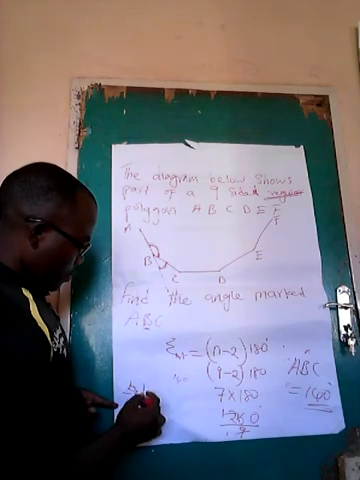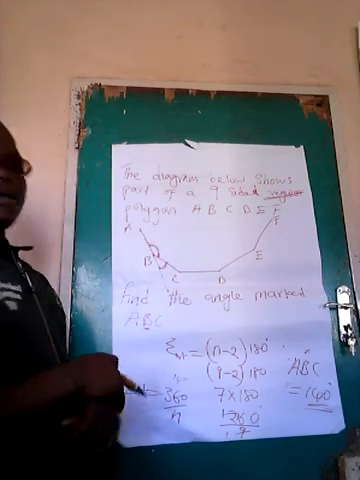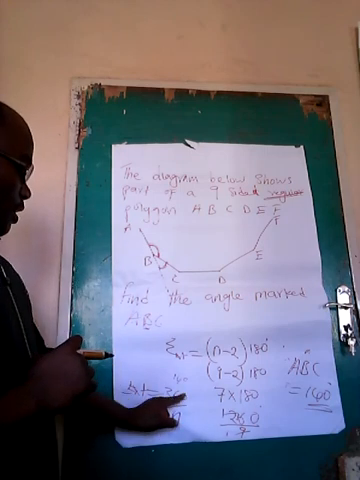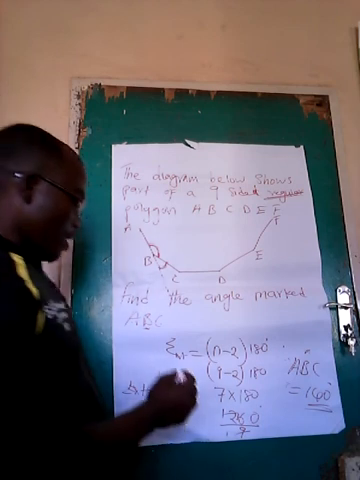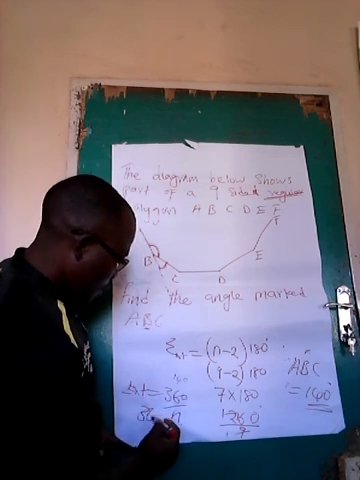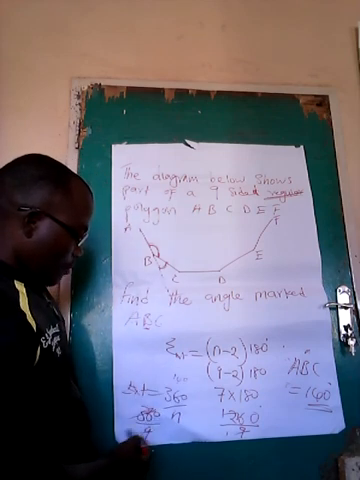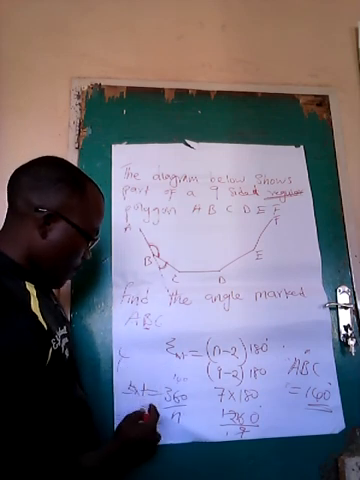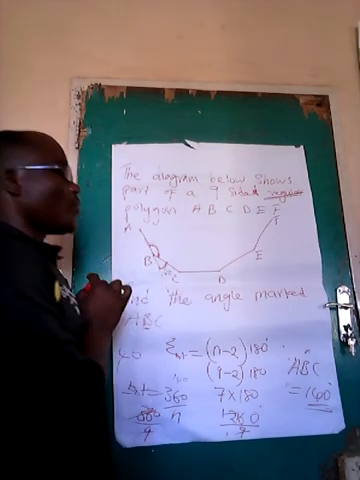So exterior angle is equal to 360 divided by the number of sides. So 360 divided by the number of sides, which is 9. 360 divided by 9, that is 4, and 0 there, you have 40. So the exterior angle there is 40.